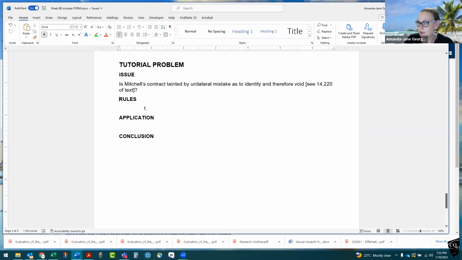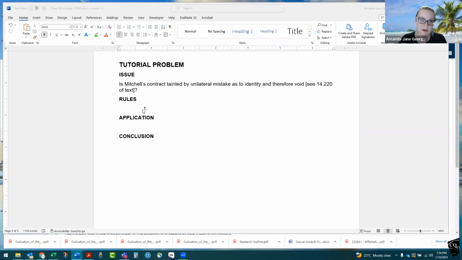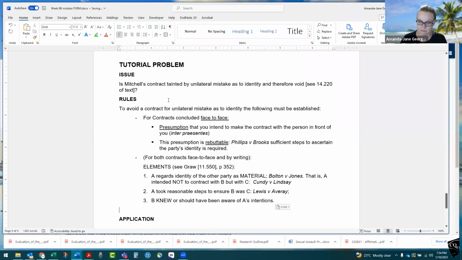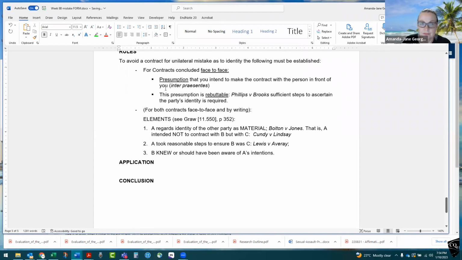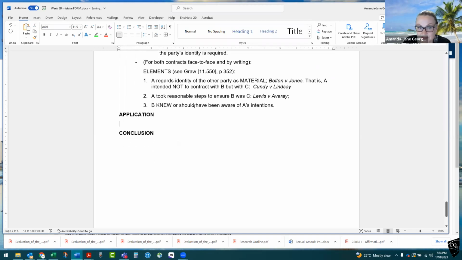The rules are just the rules that we've discussed, so we don't have to go over those again. For contracts face-to-face, there's a presumption that you intend to make the contract in front of you. The elements: A intends to contract with C, not B. A took reasonable steps to ensure B was C. B knew or should have been aware of A's intentions.